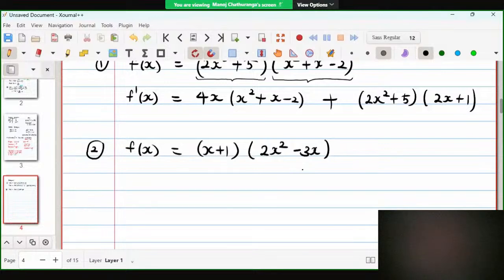Can you differentiate this function? I can give you 2-3 minutes for this.